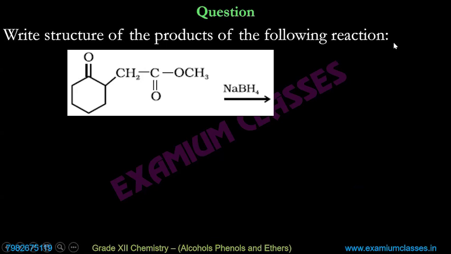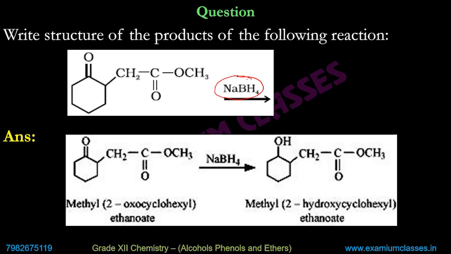NaBH4 is a reducing agent, as a hint. Sodium borohydride, lithium aluminum hydride, these are reducing agents. So if it is a reducing agent, you need to remember hydrogen will get attached to oxygen. Addition of hydrogen is reduction. So there are two possibilities. Hydrogen can get attached here and hydrogen can get attached here also on this oxygen. So both can get converted to OH in this case.